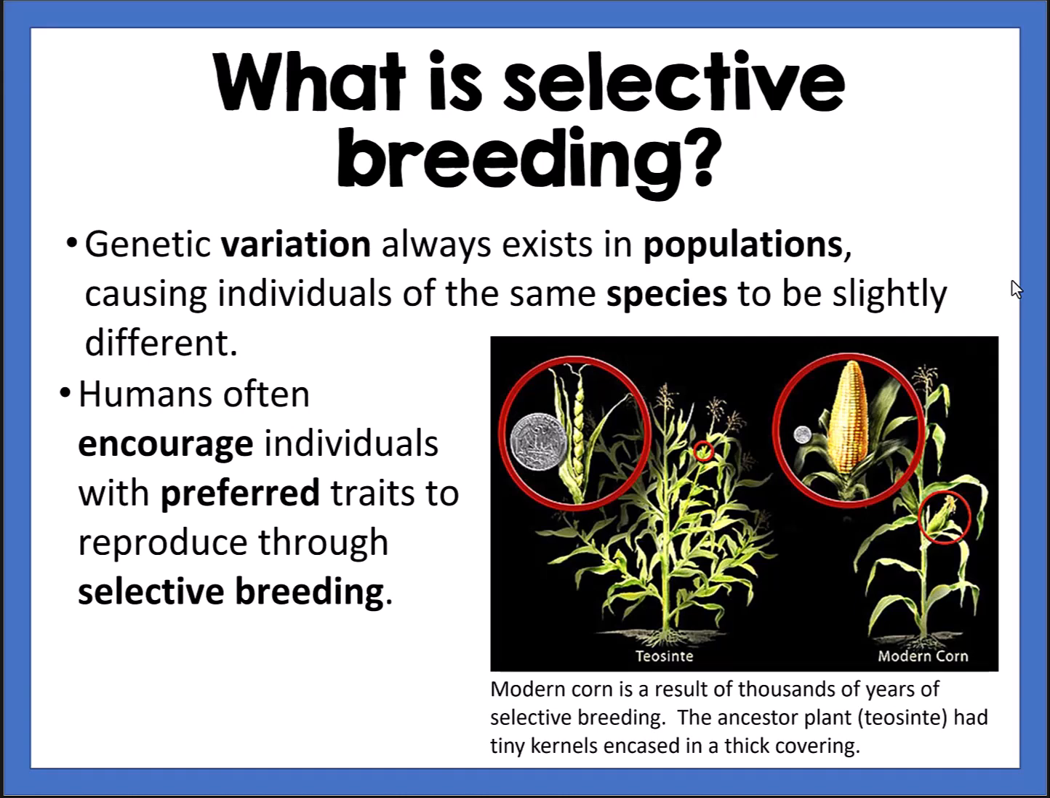Modern corn is a result of thousands of years of selective breeding. The ancestor plant, teosinte, had tiny kernels encased in a thick covering like this, and eventually through selective breeding over thousands of years, they were bred for larger fruit or corn production, and you can see the scale of the quarter here. So they used to be much, much smaller, and they've been bred for higher yield over thousands of years until we finally have the corn that we produce today.